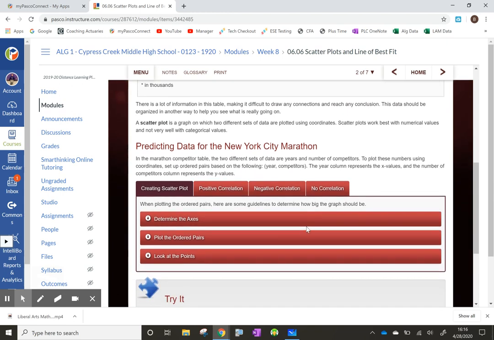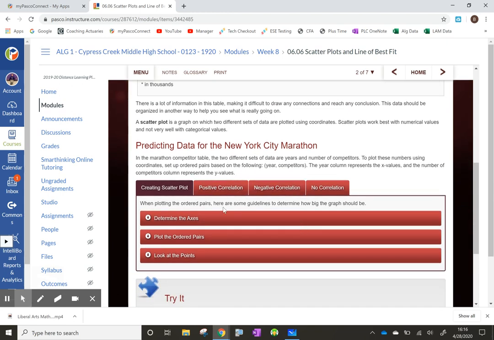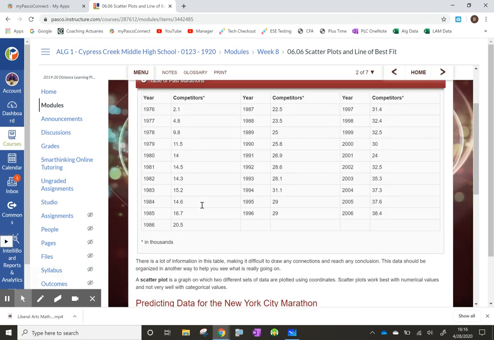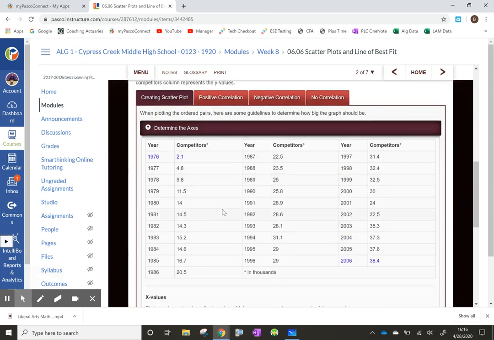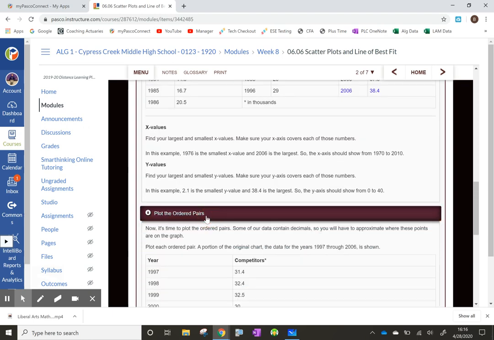and what values, or how many runners, will be in the future, like 2010, 2020, 2030. So here's how we do it. First thing is creating a scatter plot. So obviously all it is, is taking these points, these ordered pairs, and plotting them on a graph. Obviously, I'm not going to do that because there's 30 of them, but if you imagine taking all 30 of them, you can make a graph of it.